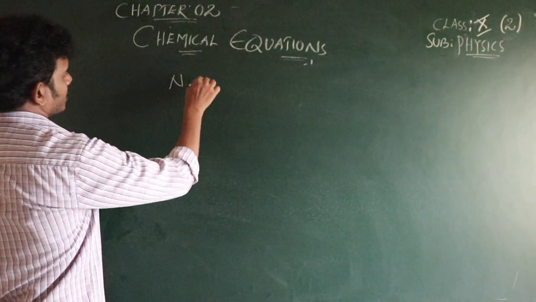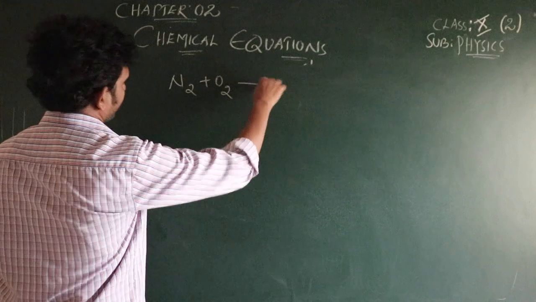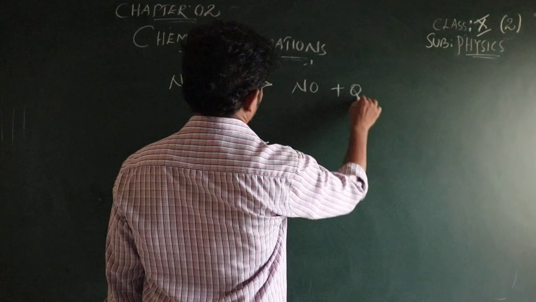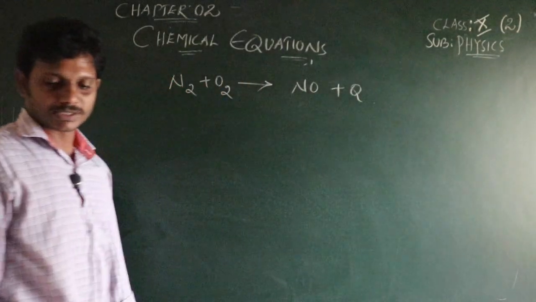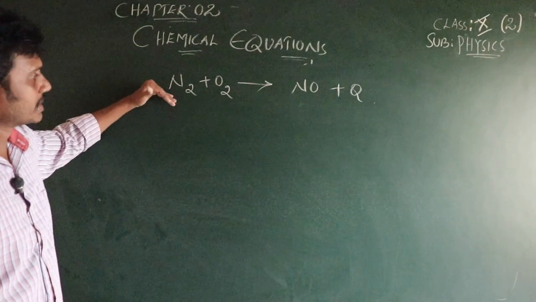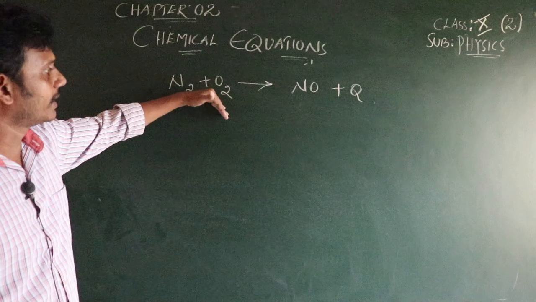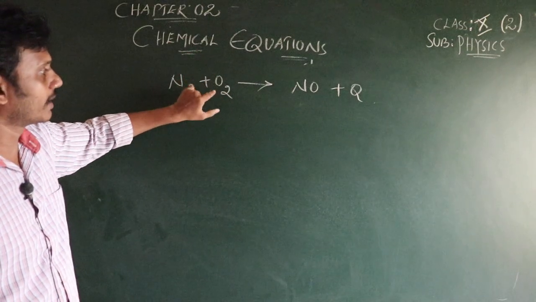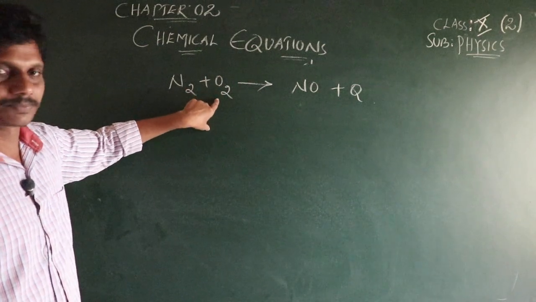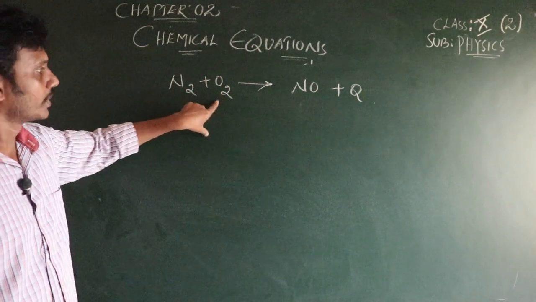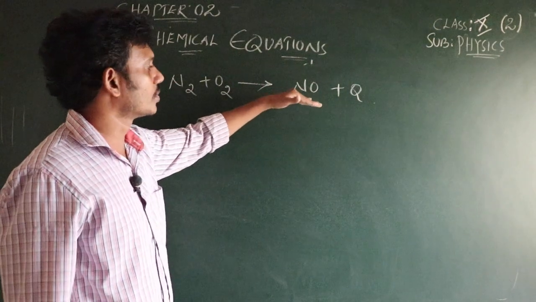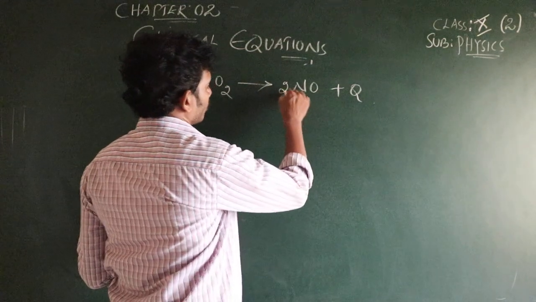N2 plus O2 gives rise to NO. Look at this equation once. Let's observe this. This is dinitrogen, and this is dioxygen. Both are diatomic molecules. When they react with each other, what does it produce? Okay, so 2NO.